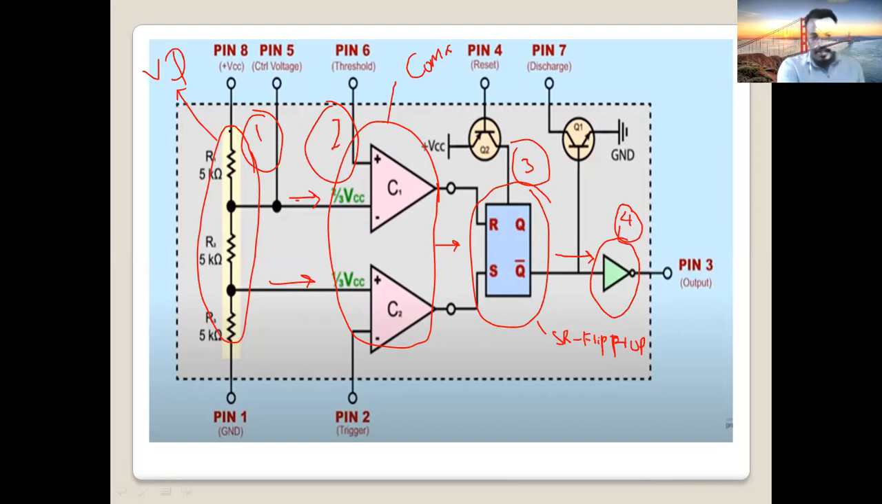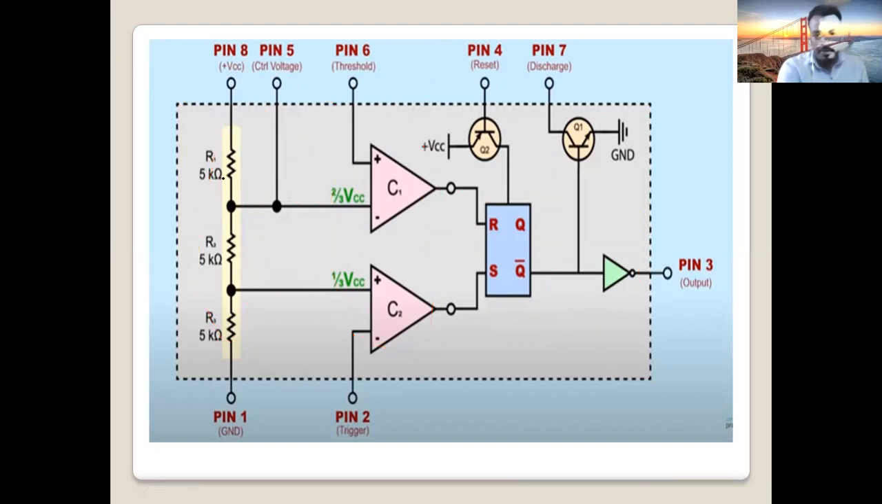This voltage divider, let me repeat again. The first one is this part of the circuit. We call it voltage divider. As you can see here, this voltage divider gives voltage for the comparator part.